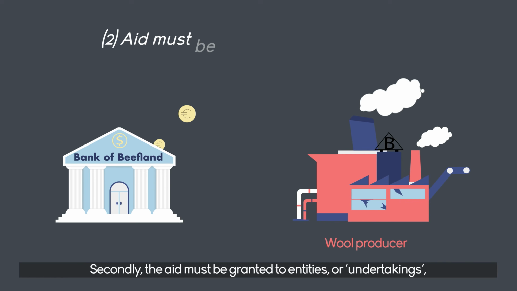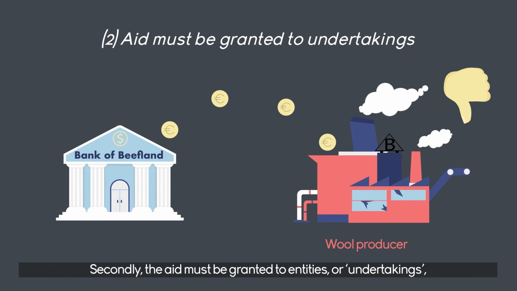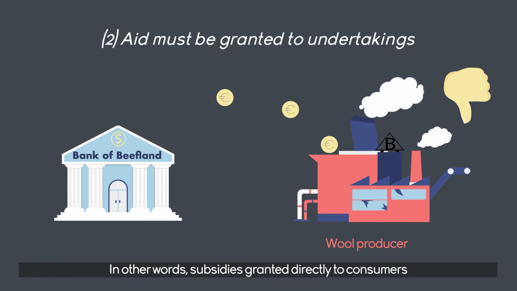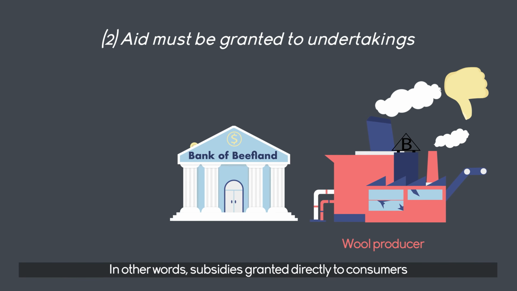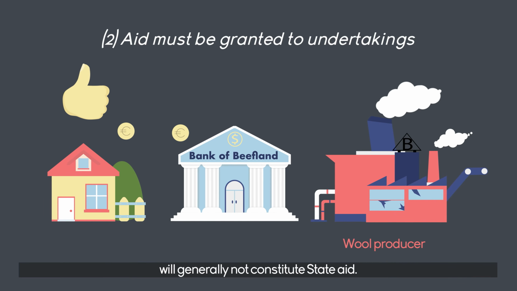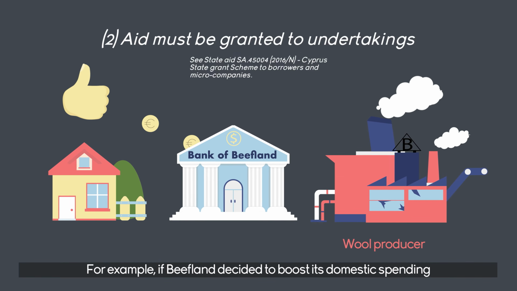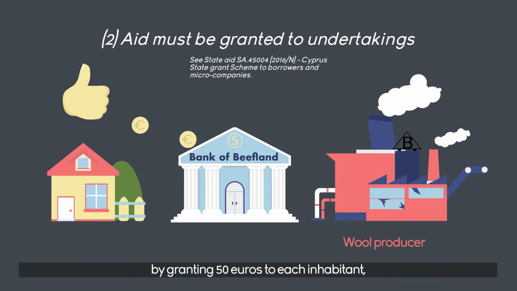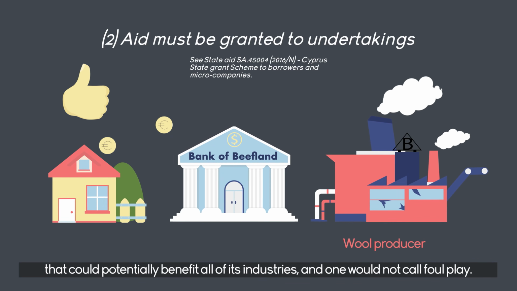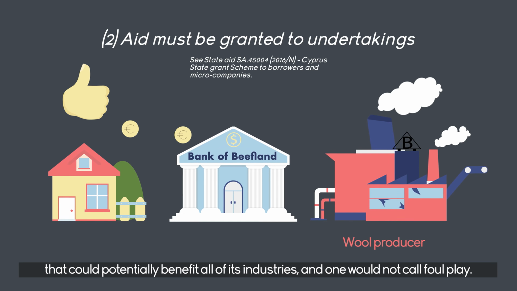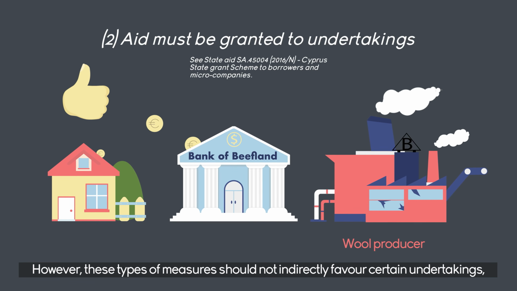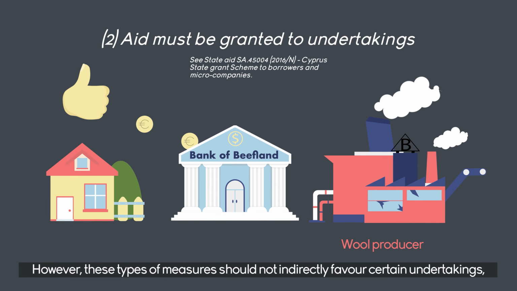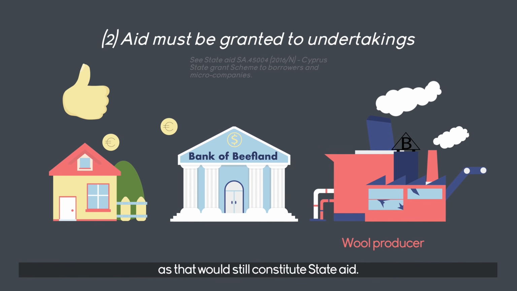Secondly, the aid must be granted to entities or undertakings that provide goods or services in a market. In other words, subsidies granted directly to consumers will generally not constitute state aid. For example, if Beefland decided to boost its domestic spending by granting €50 to each inhabitant, that could potentially benefit all of its industries, and one would not call foul play. However, these types of measures should not indirectly favor certain undertakings, as that would still constitute state aid.